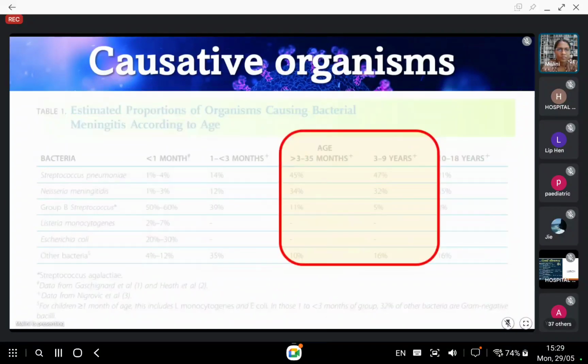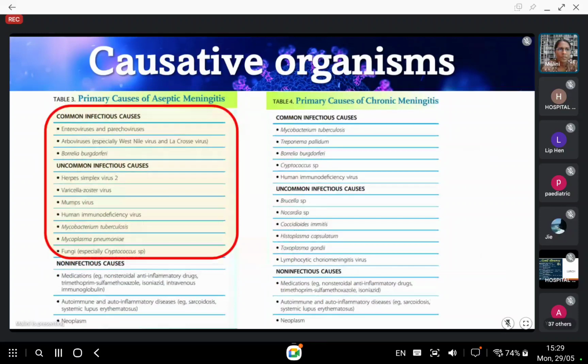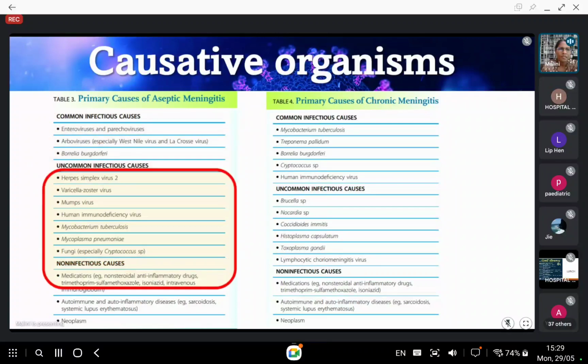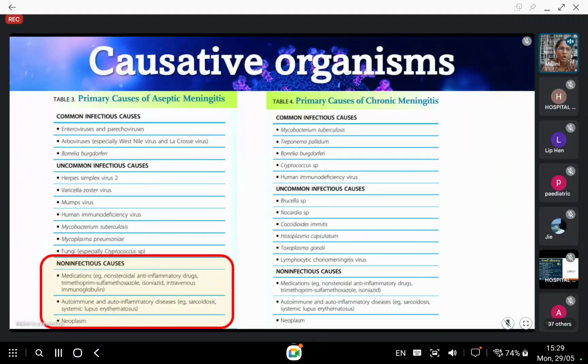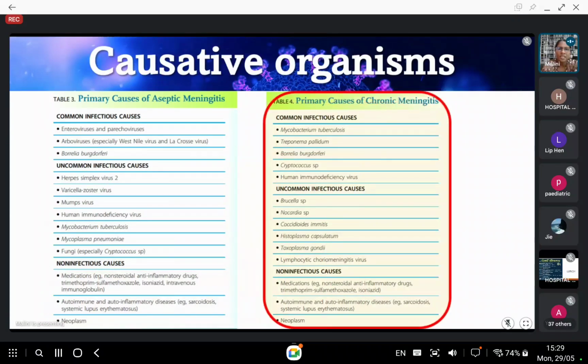The most common causes of aseptic meningitis could be the viruses actually. Then you need to think about non-infective causes: medications, autoimmune diseases, and neoplasms. For chronic meningitis, most commonly perhaps TB, and then you need to think about other organisms, which are things that we don't really see that often.